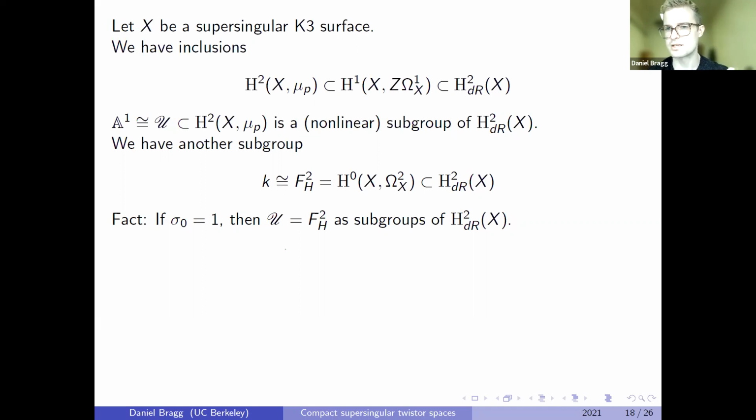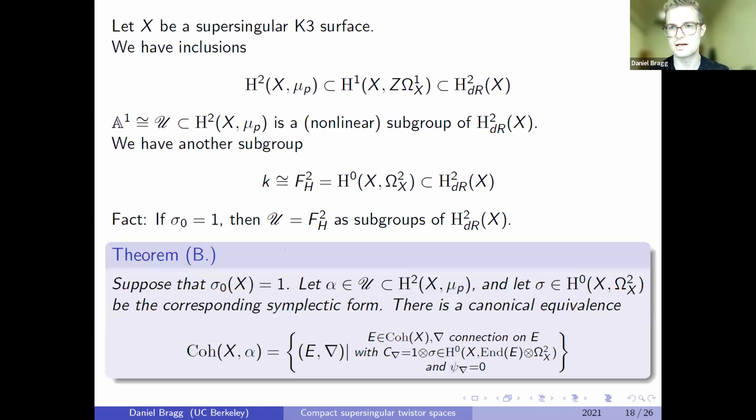So now my question is, can I rephrase what I said before in terms of this symplectic form? If I pick an alpha in the connected component of H2 of X mu P, that's the same thing as picking a symplectic form on my K3 surface. And here's something you can work out.